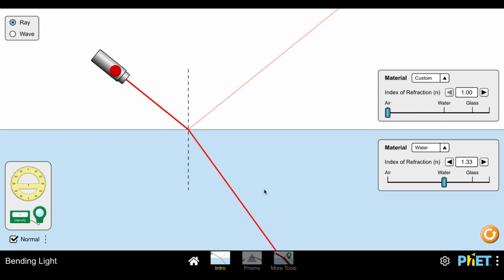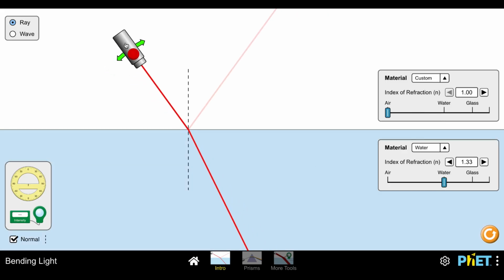Let's say light goes from air to water, and let's say that you point this at an angle of 30 degrees. You want to find out the angle of refraction, which is this angle right over here. The angle of reflection would be a different angle, but the angle of refraction is this bottom angle here. And you want to find the angle of refraction.